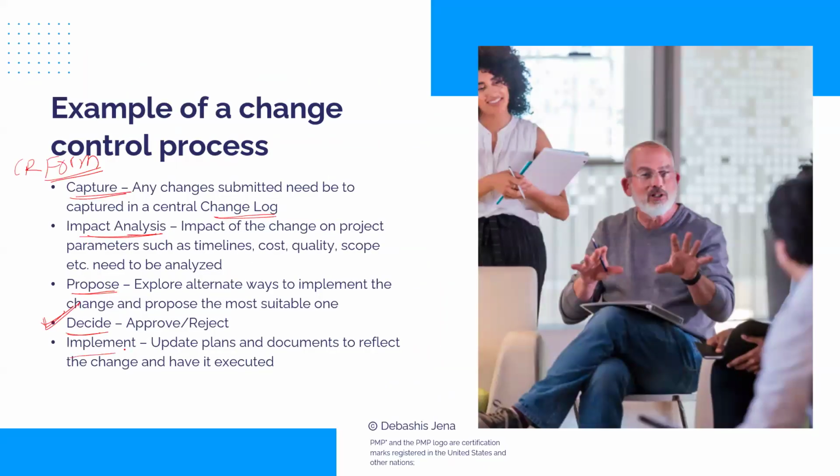And the last step is implement. Decide is like, say, the change got approved. Implement is what? Update plans, logs, and have it executed. So that's a simple change control process.